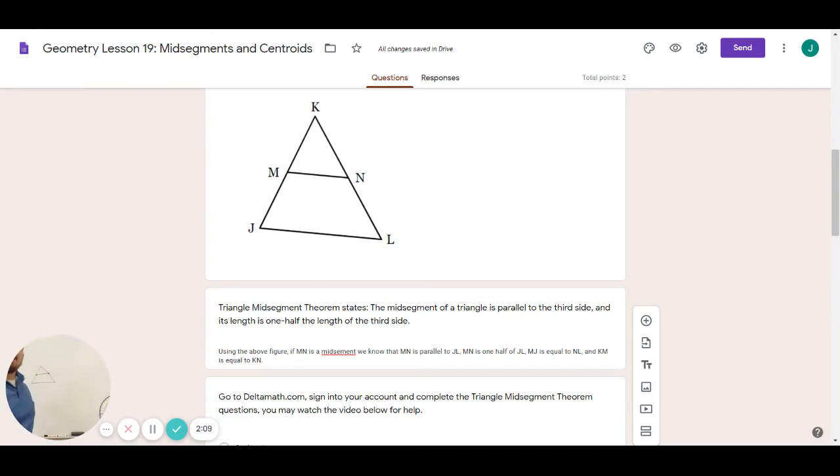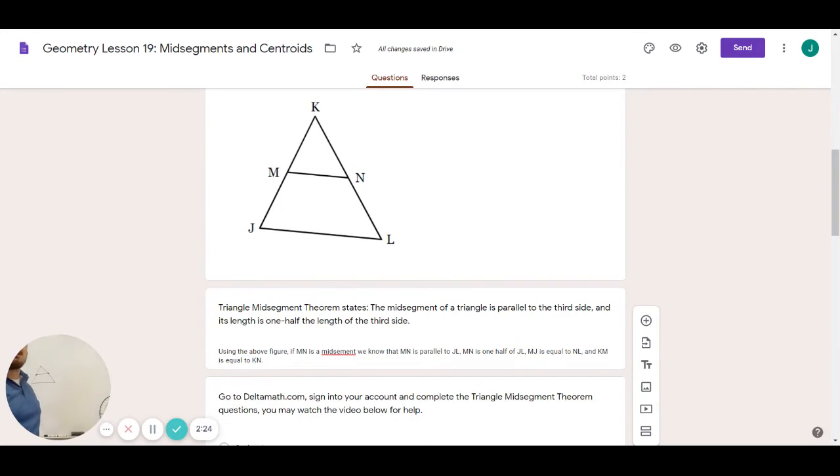I'm going to look at one of the problems on here. They tell us we have a triangle. They tell me that G is the midpoint of DE, so G is the middle. And then H is the midpoint of EF, so H is in the middle of EF. So we know this is a midsegment, and we can use everything about the midsegment theorem.